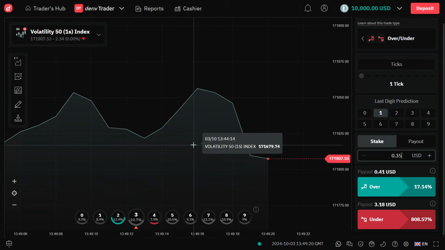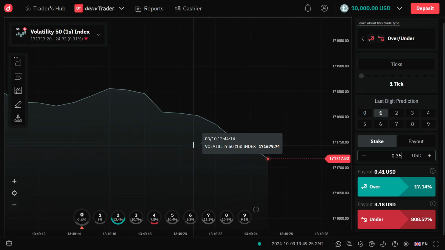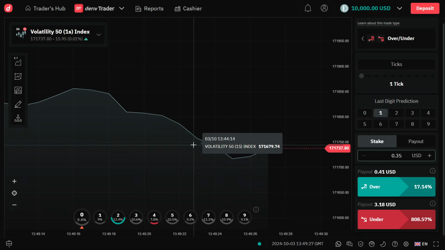So you've basically covered the first 2 conditions. The first conditions: ensure you have a fast bot, and ensure you have enough funds in your Deriv account.